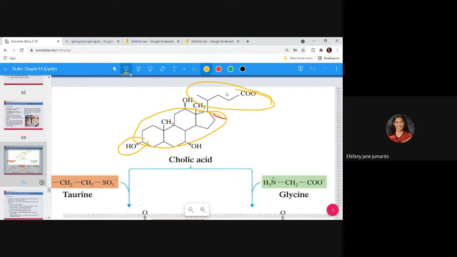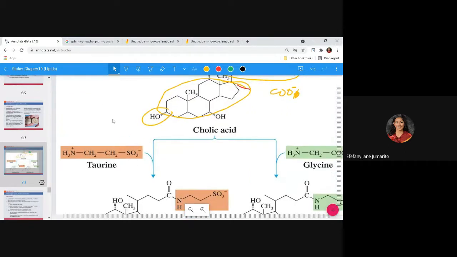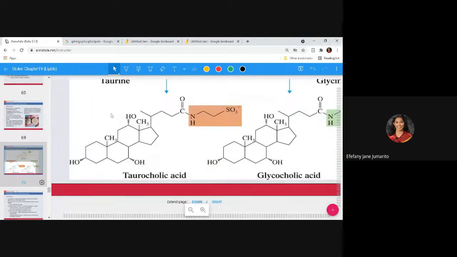Now, what happened to your bile, your cholic acid, is that your CH3 was changed to a carboxylate ion, COO minus. Okay, so it's different. So your bile cholic acid is a derivative of your cholesterol. It comes from this. When it says derivative, it means it came from this.